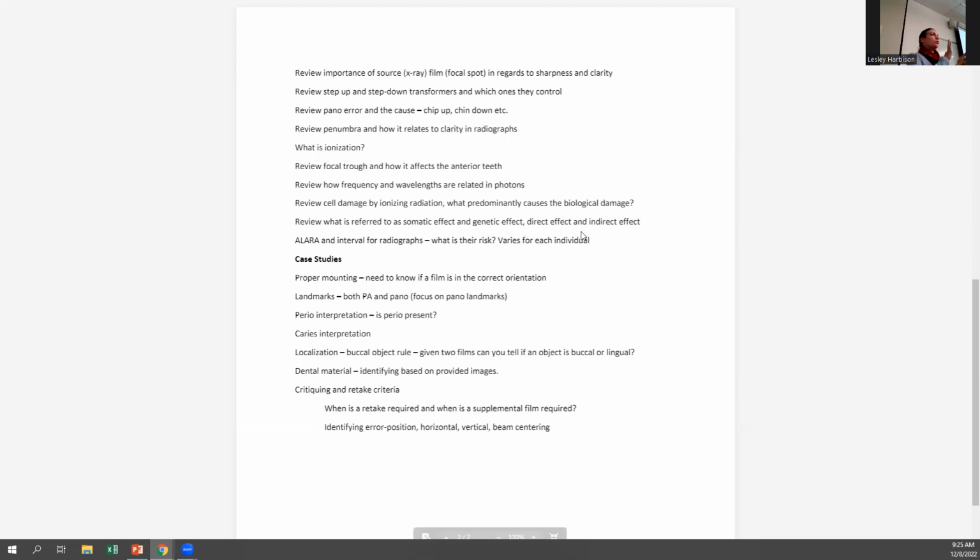So direct is going straight to the heart of the nucleus, the RNA, the DNA of the cell, whereas indirect would be damaging the cell, but not hitting the mainframe, the main center, and causing radiolysis and the damage through a multi-step process, as opposed to just going right in and damaging the DNA.